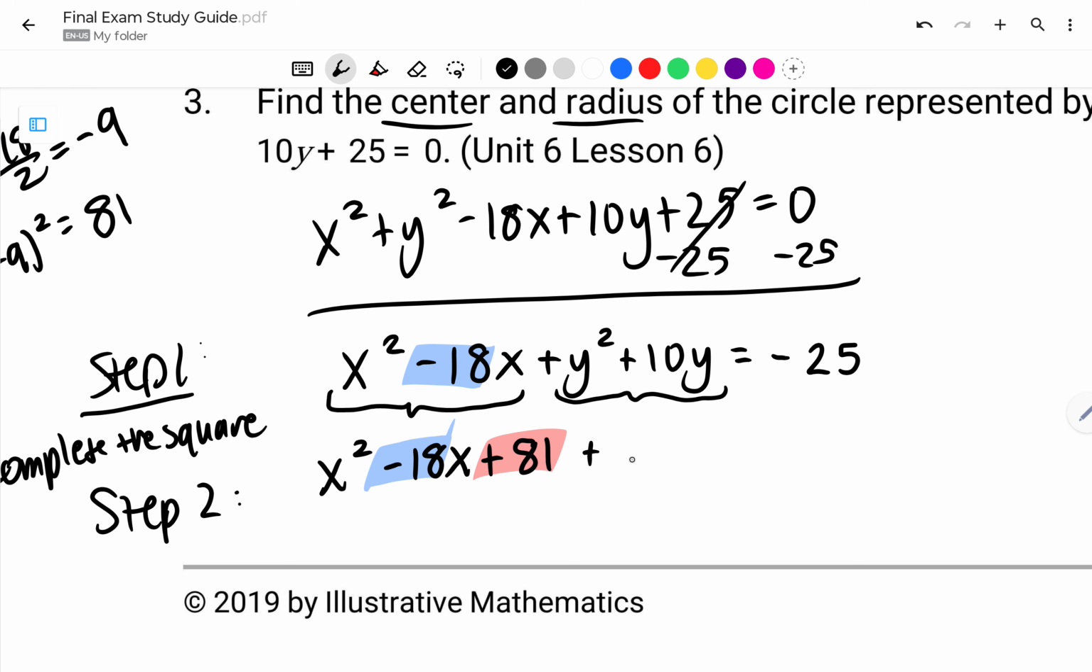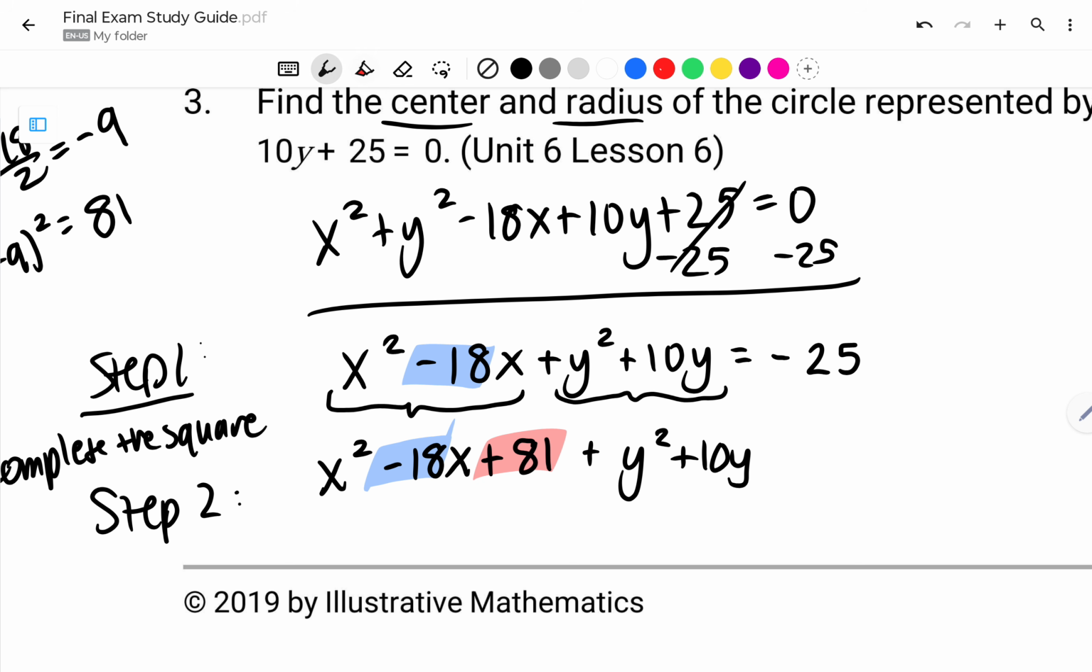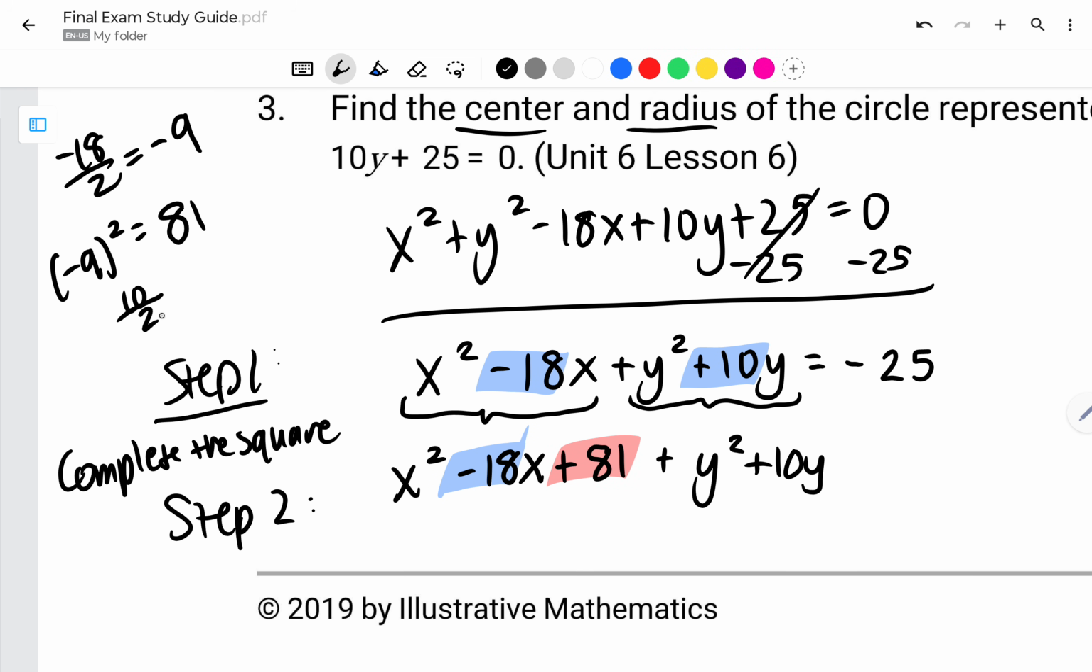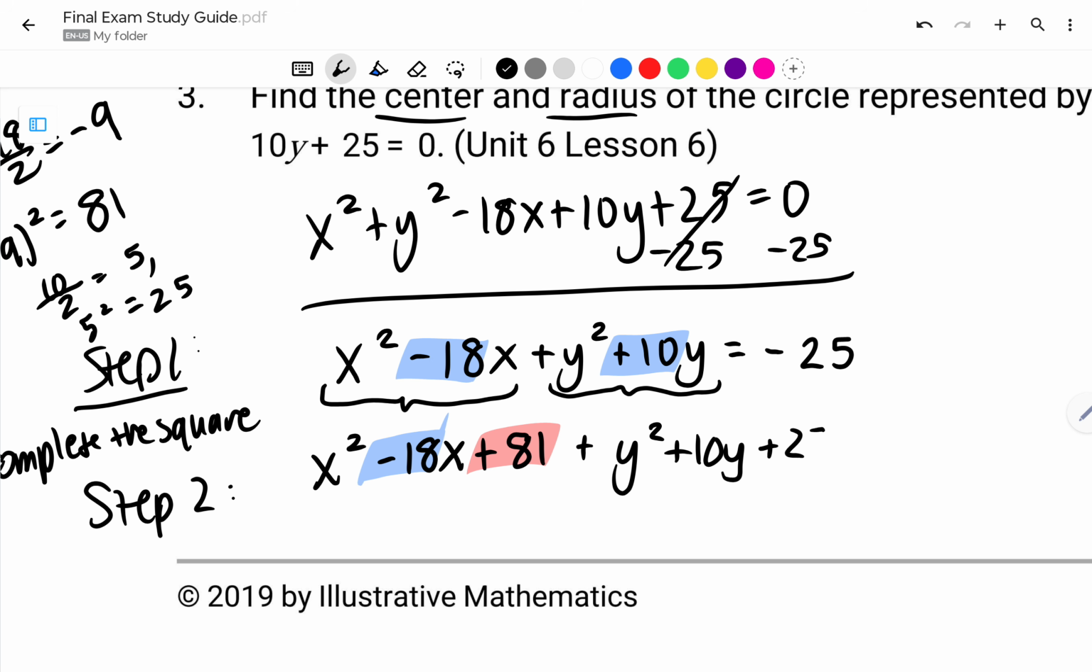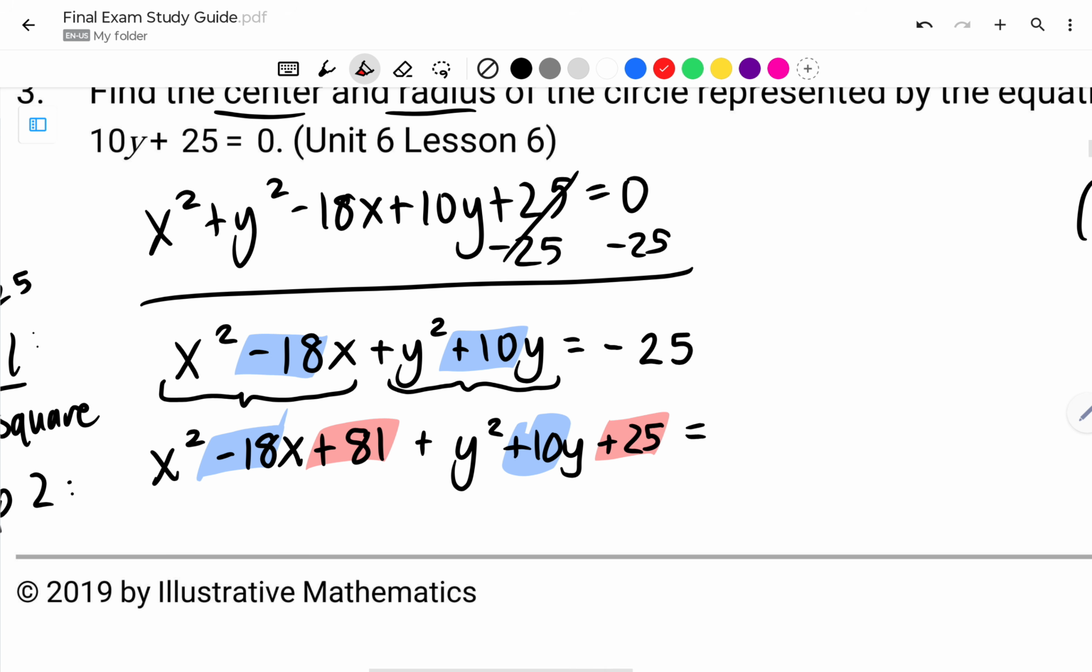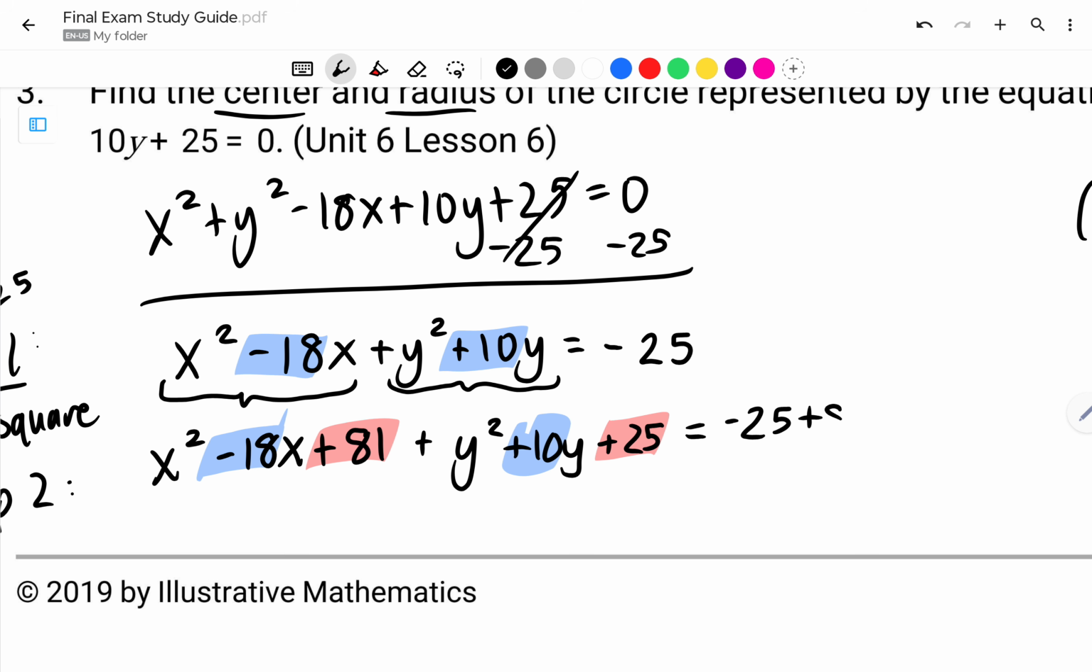And then let's do the same thing for the y. Right here, I have 10y this time. So I have to do the same thing. 10 divided by 2, that's 5. Then 5 squared is 25. So I'm going to add 25. Okay. So whatever I do on the left side of the equation, I need to keep this equation balanced. So I'm going to add it to the right side as well.